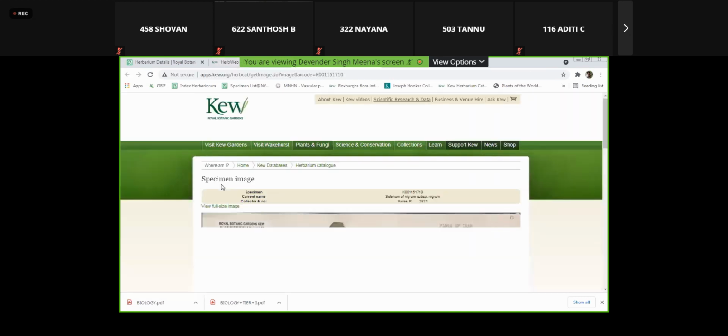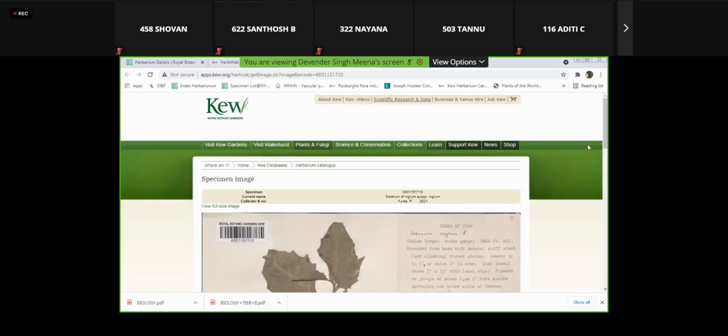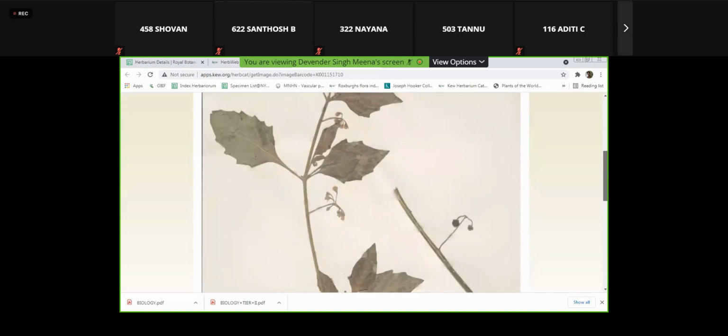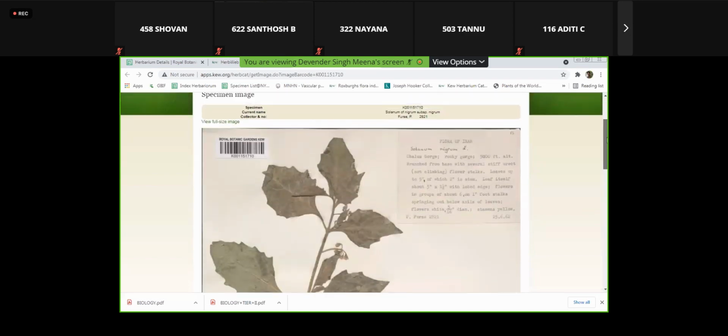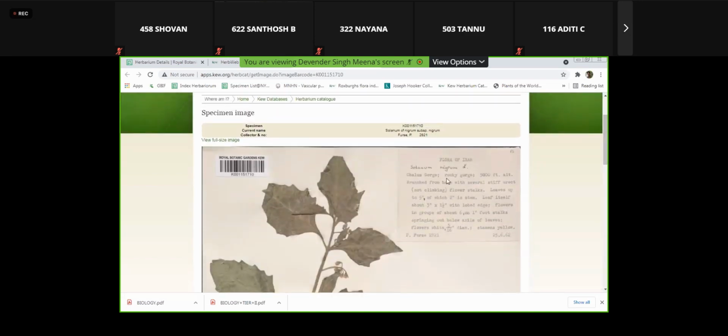So let's look at the specimen. So when you click over the specimen, they will take you to this. Okay, so now look at this sheet. There are lots of content which we have to look and we have to understand. So every specimen of the Royal Botanic Garden or any other garden, they are having their barcode these days. So now we have technology.